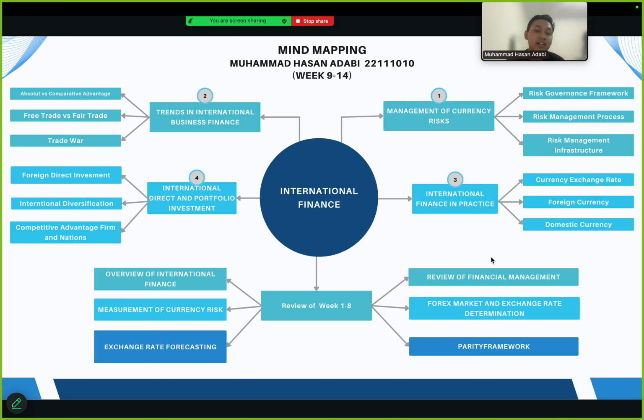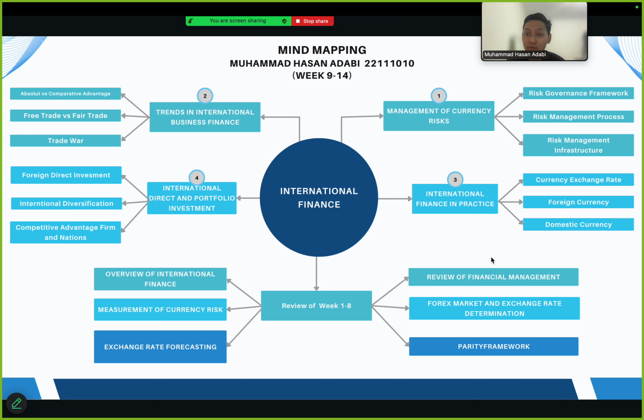Second is foreign currency. It's used in cross-border trade and investment, but introduces risk due to volatility. So, for example, an Indonesian exporter is paid in euro. If the euro weakens before conversion to IDR, the firm earns less.